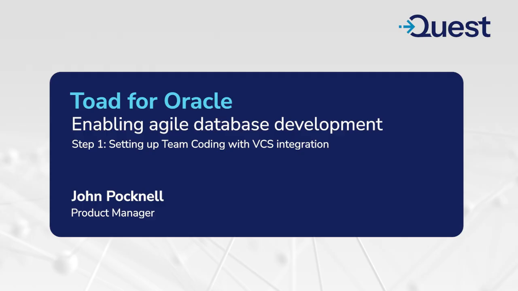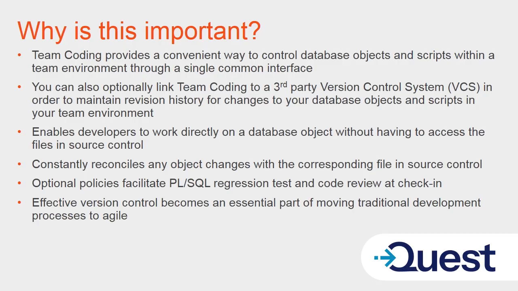In step one, we're going to talk about what team coding is and how to set up team coding with version control and integration. So why is this important? Well, team coding is a utility in Toad which provides a convenient way to control database objects and scripts within a team environment through a single common interface. You can also optionally link team coding to a third-party version control system such as Subversion or Git in order to maintain a revision history for database changes to your objects and scripts in a team-based environment.